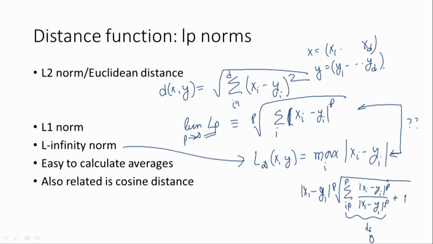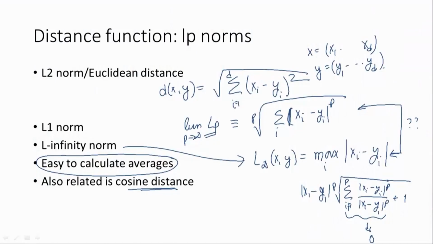Is it easy to calculate averages? Not always. I know for L2 it's easy. For L1, I just sort of convinced you that it's the median. I don't know if you're convinced. It certainly took me a long time to convince myself when I saw this. For LP, I don't know. For general p, it's not easy to find an average always.